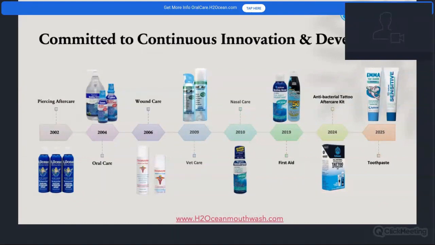We started off in 2002 with our piercing aftercare spray, the very first piercing aftercare spray in the world. But one of our flagship products also took off in 2004, which was our healing rinse product. It is our mouthwash that we felt was a need for all the people that believe in saltwater rinses. We continued in wound care, vet care, nasal care, first aid line, and tattoo aftercare, and soon we will come out in 2025 with our all-natural toothpaste for sensitive teeth, whitening, and also benefiting people with dry mouth.